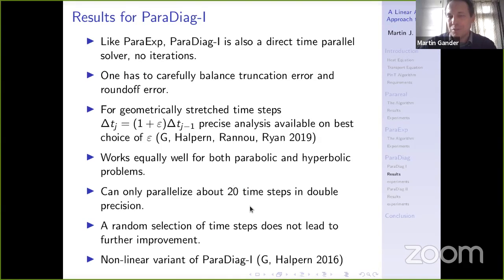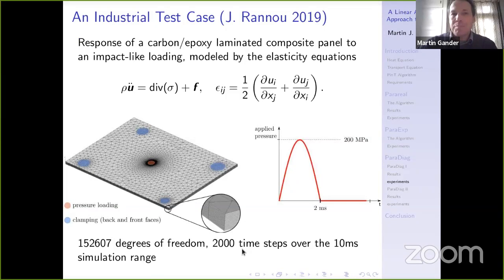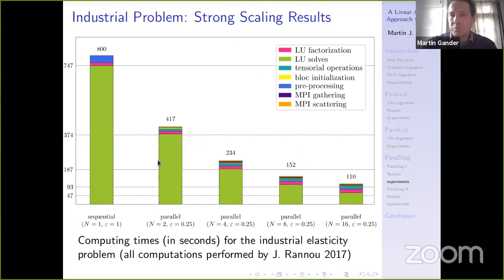You cannot overcome this. It's a fundamental problem of ParaDiag-I algorithms. There is also a nonlinear variant. Here is an example of an industrial problem. It's the elasticity equations. There is a clamped plate, clamped on 4 points, and there is a load here. And the algorithm scales extremely well in the range where it's designed to be used.